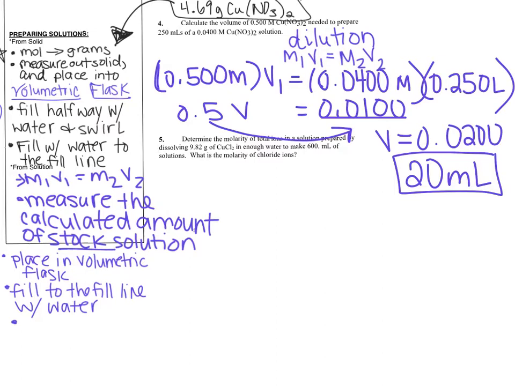All right, so number 5 says determine the molarity of the total ions in solution prepared by dissolving 9.82 grams of copper 2 chloride in enough water to make 600 milliliters of solution. What is the molarity of the chloride ions? All right, so I want you guys to get the molarity real quick. I believe in you. Just so you know, the molar mass is 134.45. Using that, get your molarity. Once you got it, let me know what your molarity is.